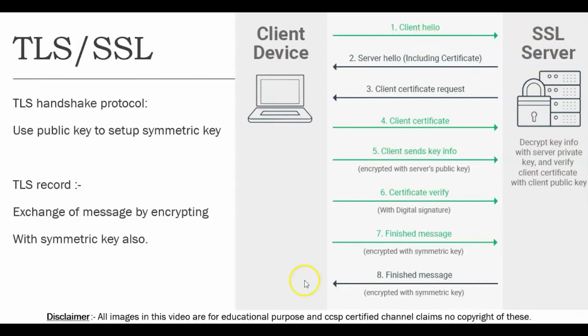How does the communication happen? In the handshake, the algorithm used is an asymmetric algorithm. And what is the purpose of the handshake? To set up the symmetric key. The handshake sets up a symmetric key, and the record uses that symmetric key to exchange information. A very common question is who starts the communication: it is the client. What is the mechanism to establish the symmetric key? The asymmetric key is used to establish the symmetric key.